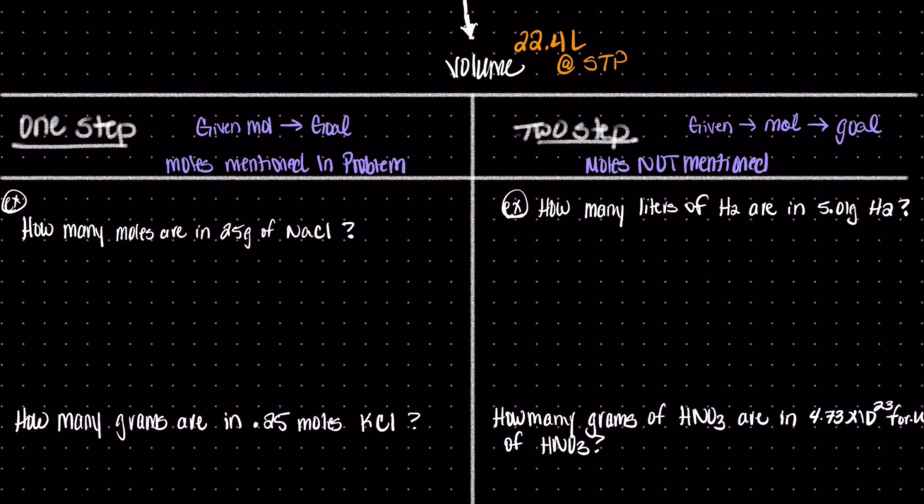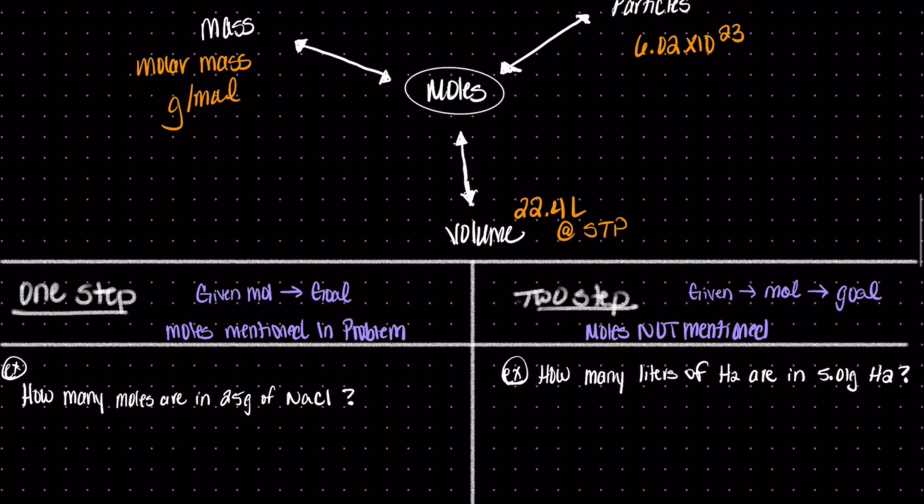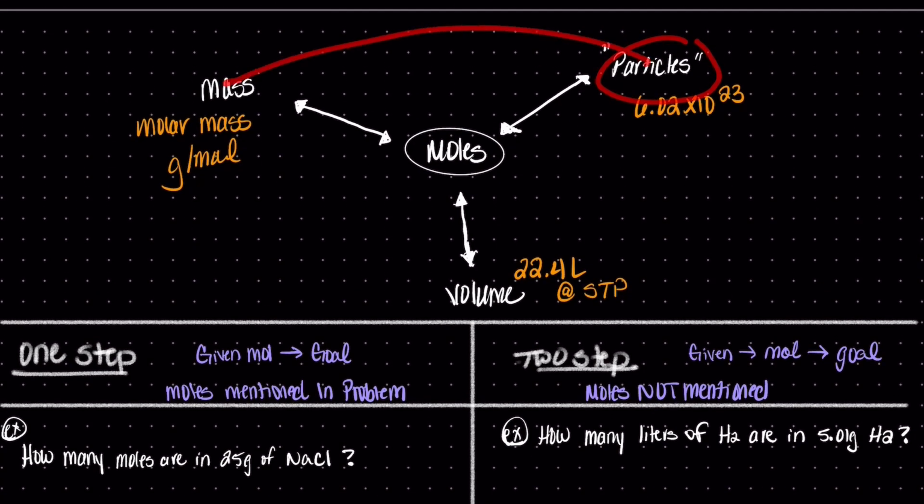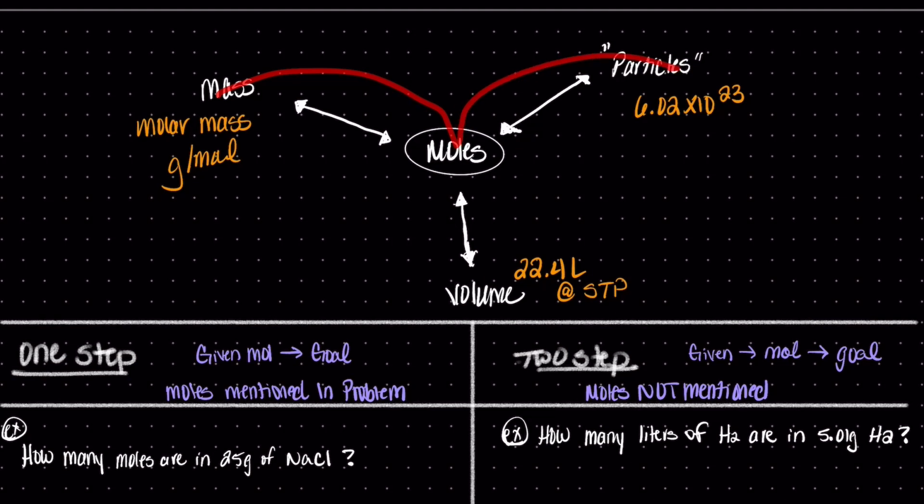So here you have one-step and two-step problems. In one-step stoichiometric problems, you're going from moles to a given value, or from a given value to moles. That's one step. In two steps, moles isn't mentioned in our problem, so we have to go through moles to get to the goal. If my goal is to get to particles from mass, I can't just skip over moles and go straight to particles. I have to follow the road. One step, two step. So I gotta go through moles to get to my goal. Ça va?